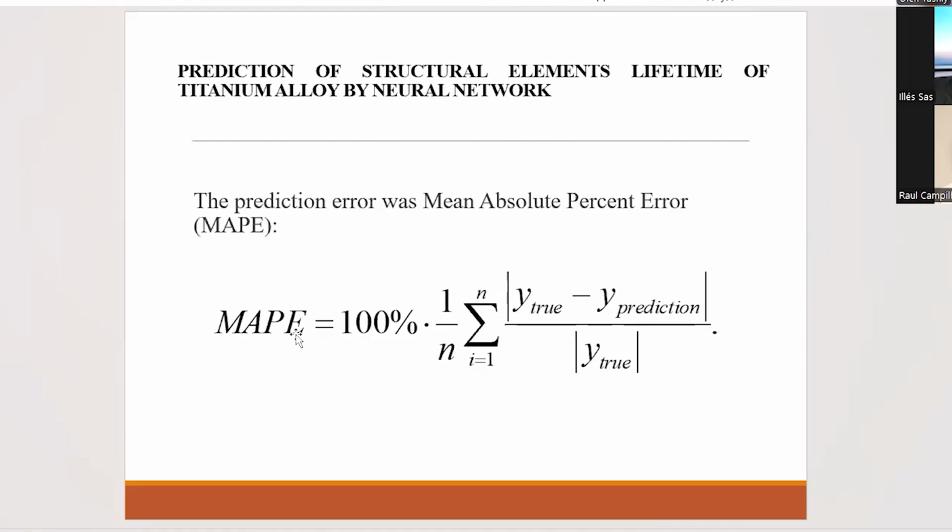The prediction error was mean absolute percentage error, MAPE, which was calculated using this formula.